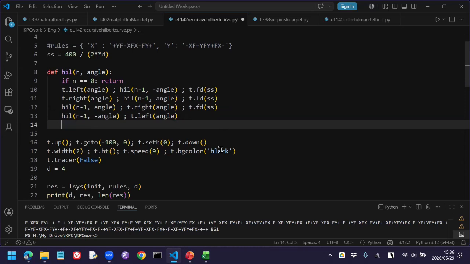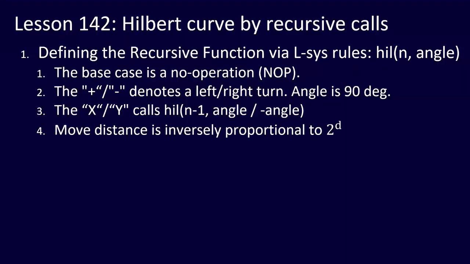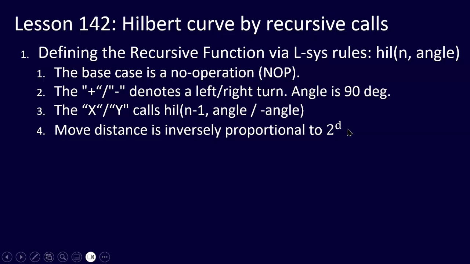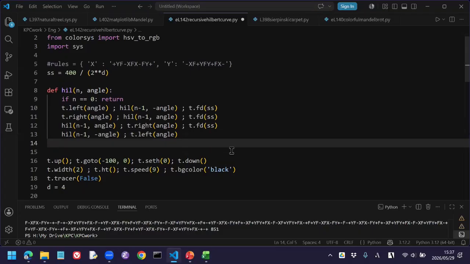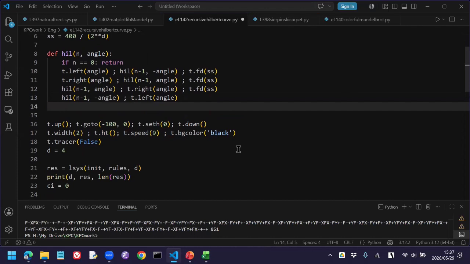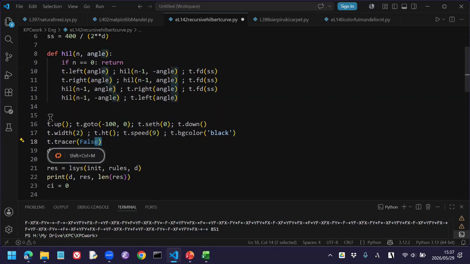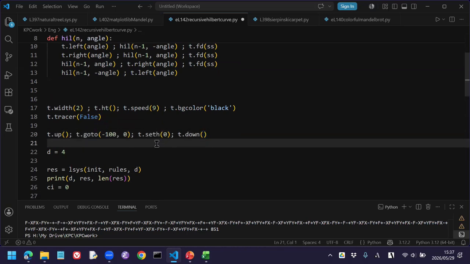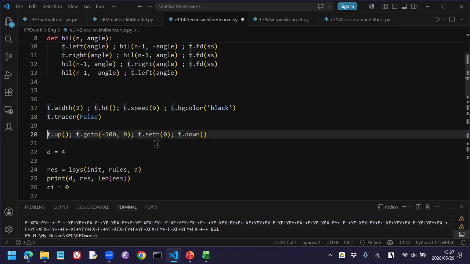Okay, let's try this. Just call it. And the move distance is inversely proportional to 2 to the d. So let's write it this way: 2 raised to the power of d. Let's take a look and do it. Let's move this line to here. Okay, let's do it one by one.